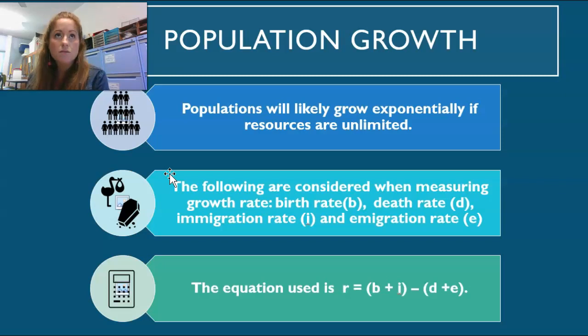When we are calculating growth rate, we have to take into consideration birth rate, death rate, and then we also have to consider immigration and emigration. Immigration being those that are coming into the population, and emigration being those that are exiting the population, not necessarily by birth or death, but by moving from one population to another. So the equation is that the growth rate is equal to births plus immigration, minus deaths plus emigration. You should be able to use that equation to determine the growth rate of a population.